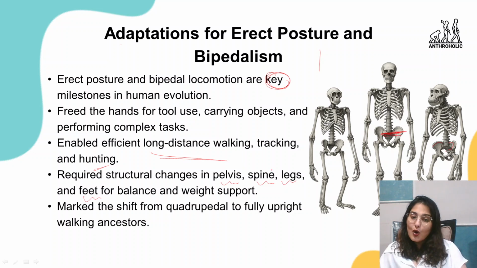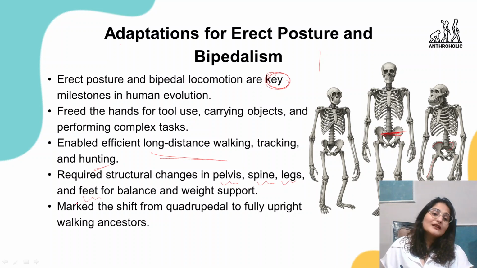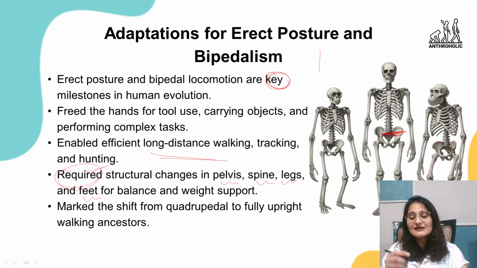So that was necessary. The legs, you can see the chimpanzee's legs are a little curved, but ours are straight comparatively. So for balance and weight support, our legs and feet also had to go through certain changes. These all were the required structural changes which have helped us develop it.